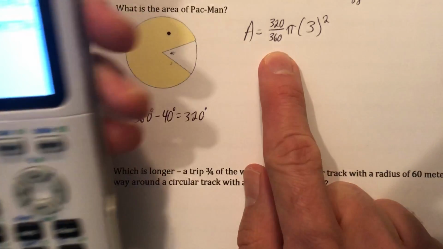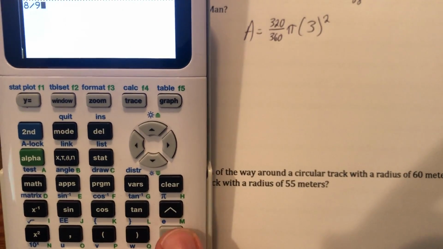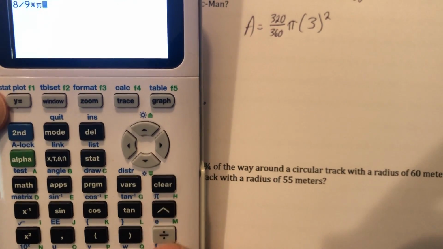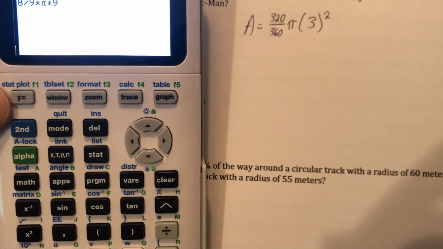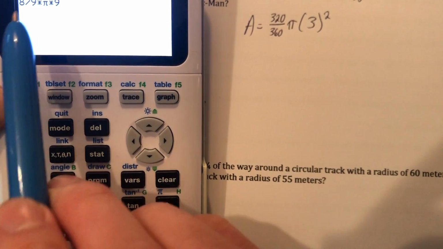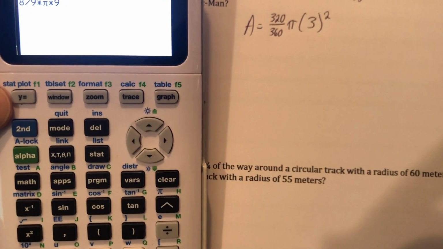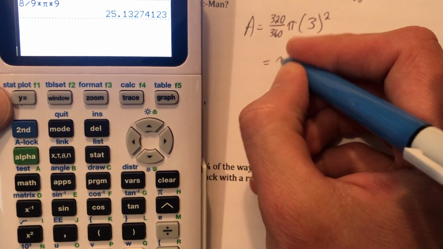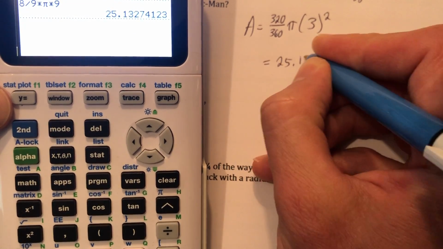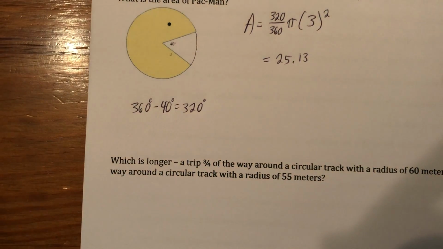So if you wanted to reduce that, you could. That'd be 8/9, and I'm going to do that. So 8/9 times pi times 3 squared times 9. Actually, I'll go ahead and tell you, those 9s would cancel. It would give you 8 pi, whatever 8 pi is, and that would be 25.13 square units of whatever.